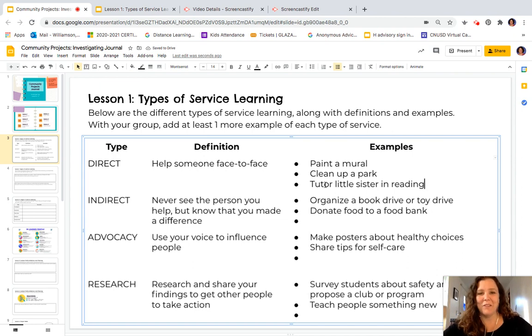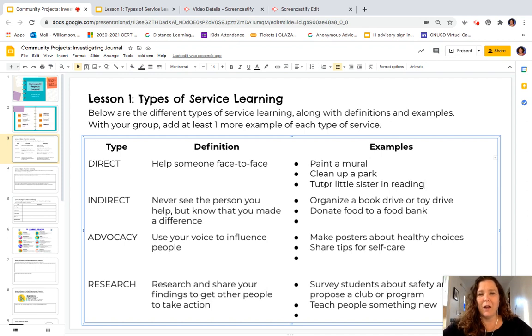Maybe even email the little brother or sister's teacher and ask how you can help, what books they recommend. Again, direct service, somebody that lives at your house. All right, the next one is indirect. You never see the person you help, but you know that you made a difference.